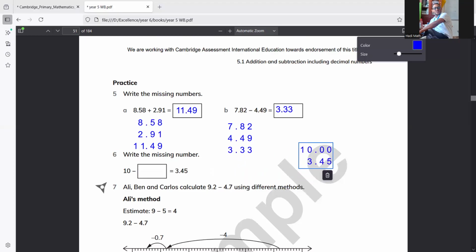So what? I'll say 0 minus 5, you can't. So you're going to borrow 1 from this. This one will be what? This one will be 0. And this 0 here will be 10. You cancel this 10, it will be 9 because you take 1 from it. It will be 9. And you add this 1 to this number here. This will also be 10.